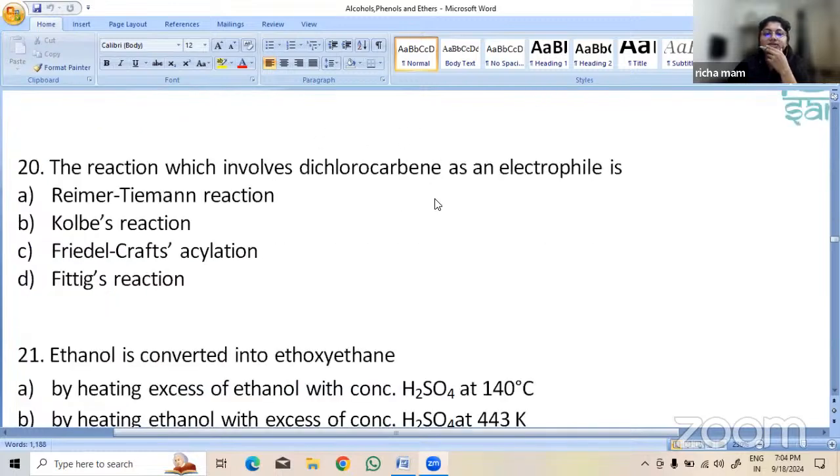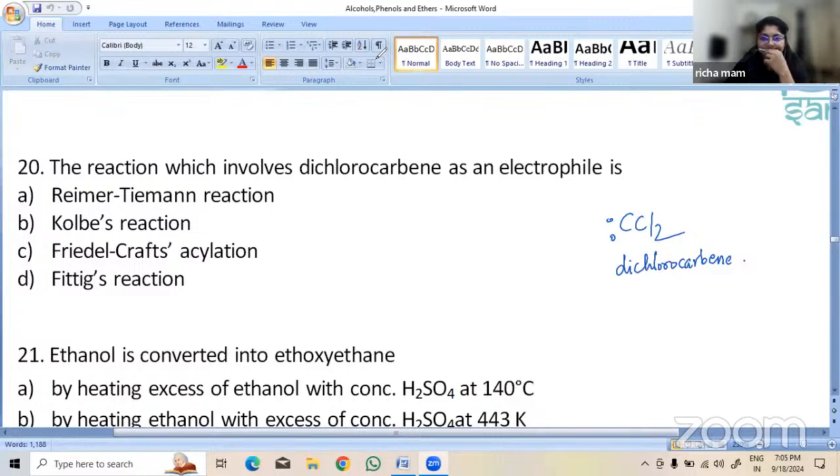The reaction which involves dichlorocarbene as an electrophile is: A. Reimer-Tiemann reaction, B. Kolbe's reaction, C. Friedel-Crafts acylation, and D. Fittig's reaction. So dichlorocarbene. Which is the reaction which involves the formation of dichlorocarbene? This is a dichlorocarbene. So in which reaction are we making use of dichlorocarbene?